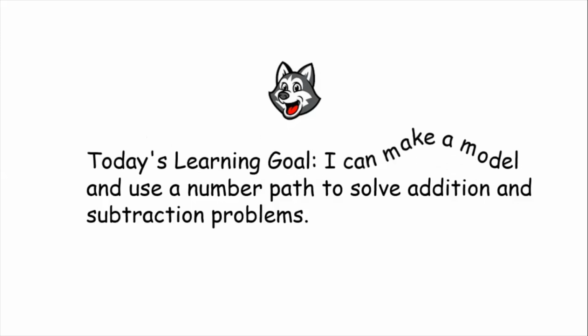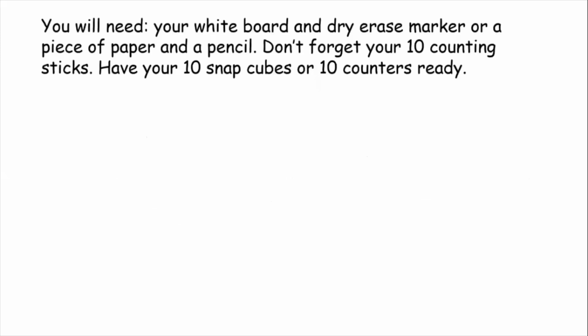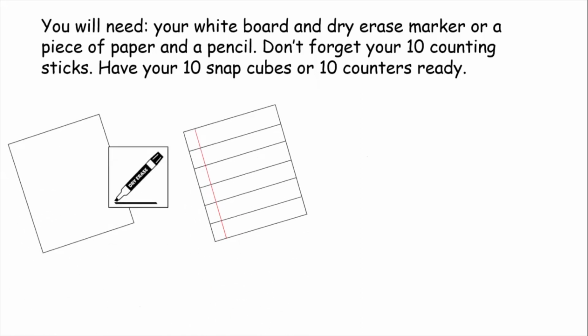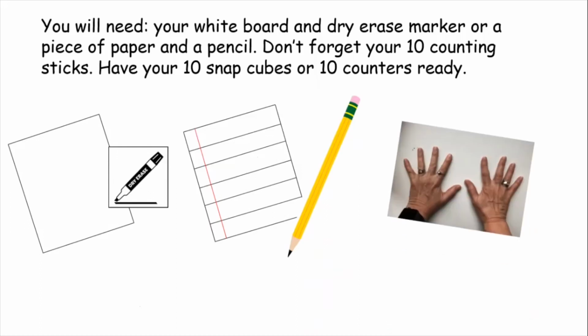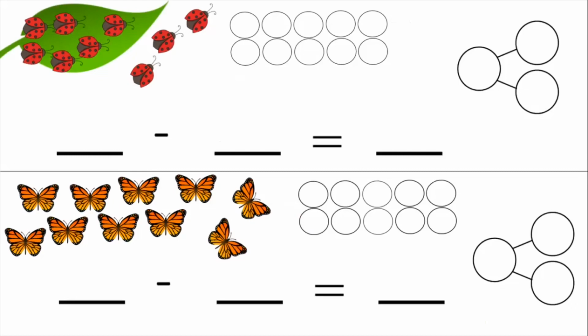The learning goal for today is I can make a model and use a number path to solve addition and subtraction problems. You will need your whiteboard and dry erase marker or a piece of paper and a pencil. Don't forget, you might want to bring along your 10 counting sticks and have your 10 snap cubes or 10 counters ready. Let's begin with a little review.